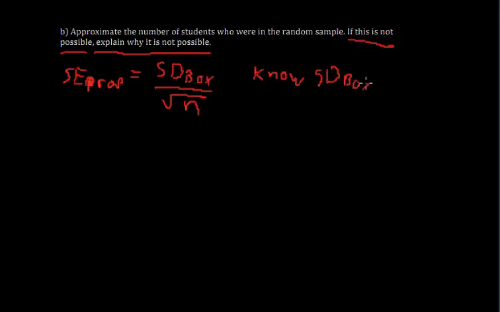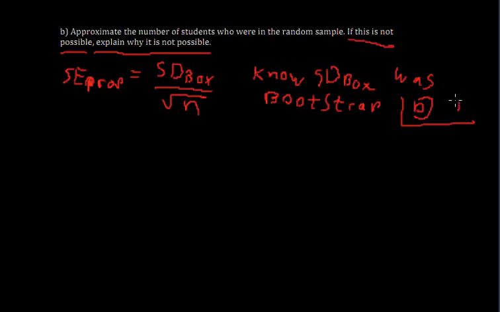Why do we know this? Because when we're doing a confidence interval for a proportion, we have to bootstrap the SD, because we just don't know what it is. We have our box, we have our 0, we have our 1, but we don't know how many of each are in it. So what do we have to do? We have to bootstrap it.